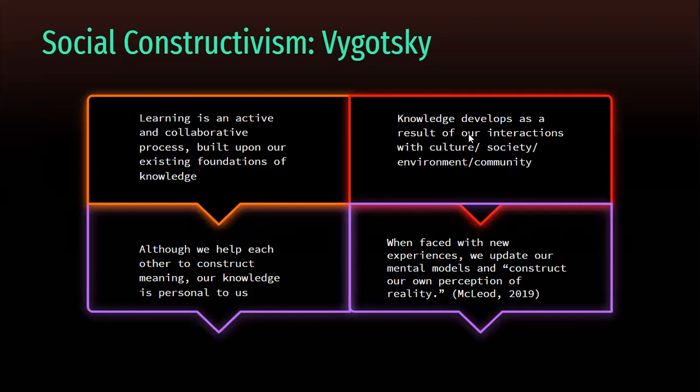Okay, so I'm going to make these social links to social constructivism as prompted by Vygotsky. In a social constructivist environment, where that is the prevailing educational standard, learning is considered an active, collaborative process which is built upon our existing foundations of knowledge, and that knowledge develops in the first place as a result of our interactions with our culture and our community, our environment. Although we do help each other in the construction of meaning, our knowledge is personal to us.